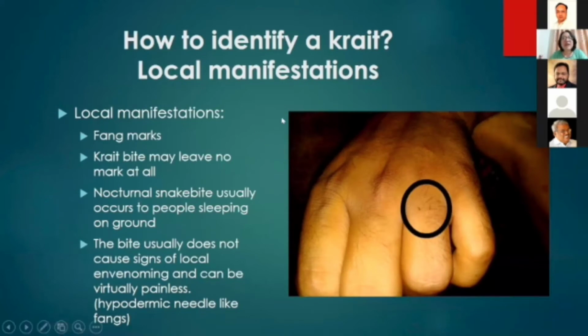So how to identify a Krait? First of all, if we are lucky enough, we can find fang marks, as you can see in the picture. But Krait bites may leave no mark at all. These can be nocturnal bites as well, and these usually occur to people sleeping on the ground. These bites do not cause any kind of local envenoming, and they can be virtually painless, because the size of the fangs could be equivalent to a hypodermic needle.